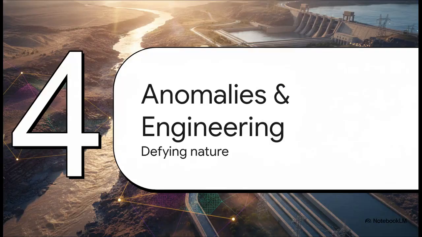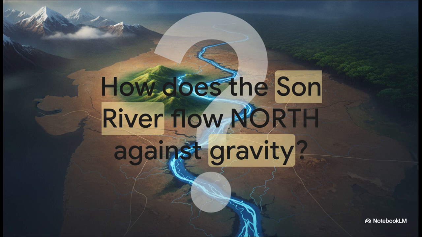Which brings us to Section 4, Anomalies and Human Engineering, defying nature itself. So, let's shift our gaze over to the right bank tributaries coming from the peninsular plateau, like the Yamuna. But we also really need to look at how humans have tried to engineer this massive water system. The right bank is totally full of mind-bending geographic anomalies.